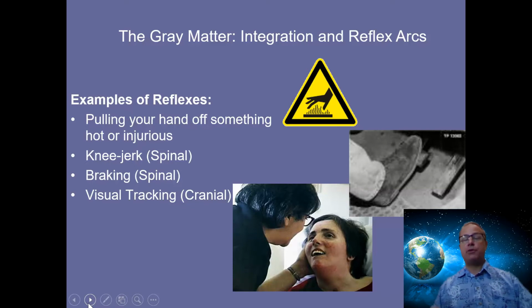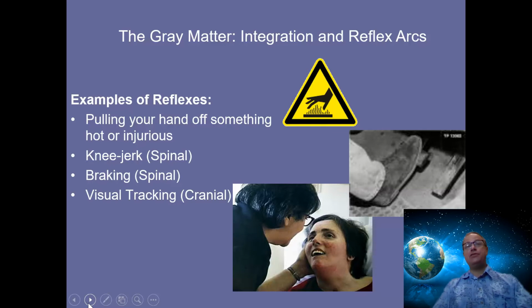And then there's something called a visual tracking reflex. And this actually was a hot topic about 10 years ago when there was a landmark court case about a woman that was in a persistent vegetative state. Her name was Terry Schiavo. And basically, because of other medical reasons, she was essentially, for all intents and purposes, brain dead, or cerebral dead anyway. She had no activity up in the upper regions of her brain where thought and intellect take place.